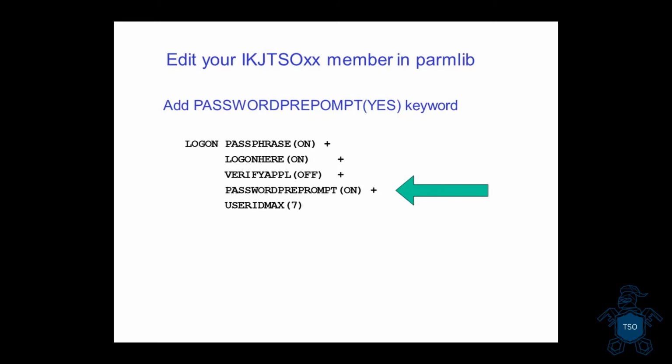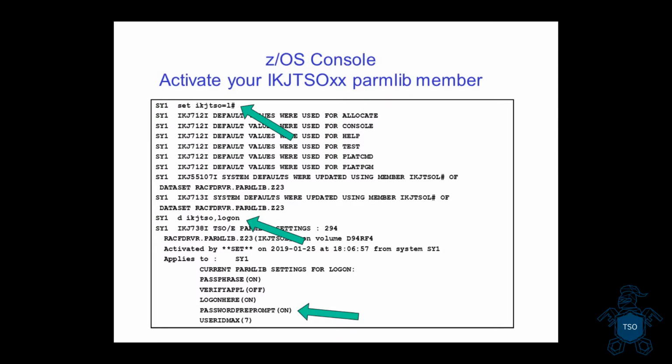Then you activate your TSO parmlib member. It may look something like this. This example shows my parmlib member is named IKJTSOL#. And I use the SET IKJTSO=L# command to activate it. Then use the display command to show the password pre-prompt ON value. And that's all there is to it.